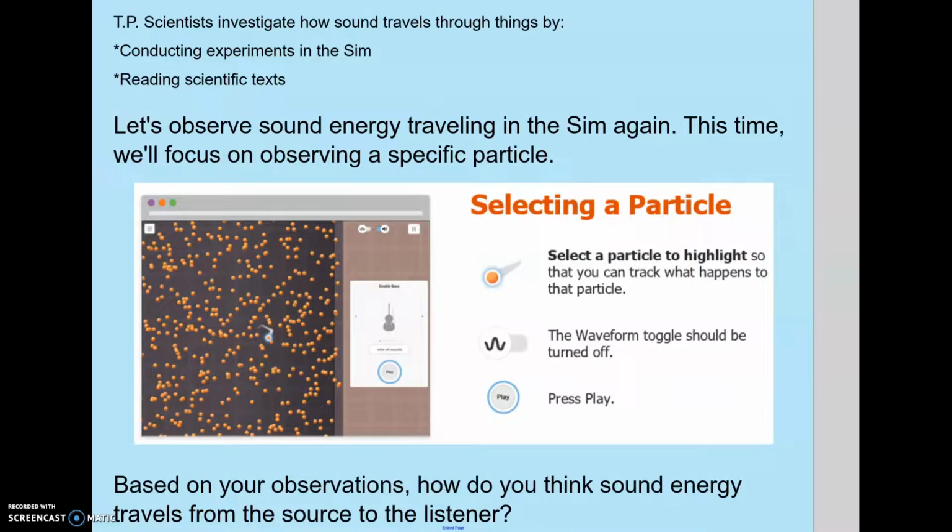Okay, so based on our observations, how do we think sound energy travels from the source to the listener? Well, it seems like the particles move and collide with other particles, and they pass or transfer their energy on to those other particles. And it seemed to do that in a pattern. The particles would line up, collide, and then spread apart again in a repeating pattern. It would move just a little bit, then collide with another particle, and then change direction.